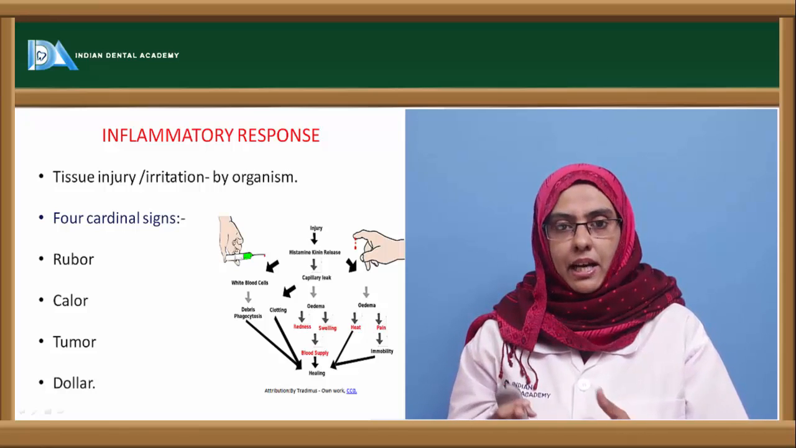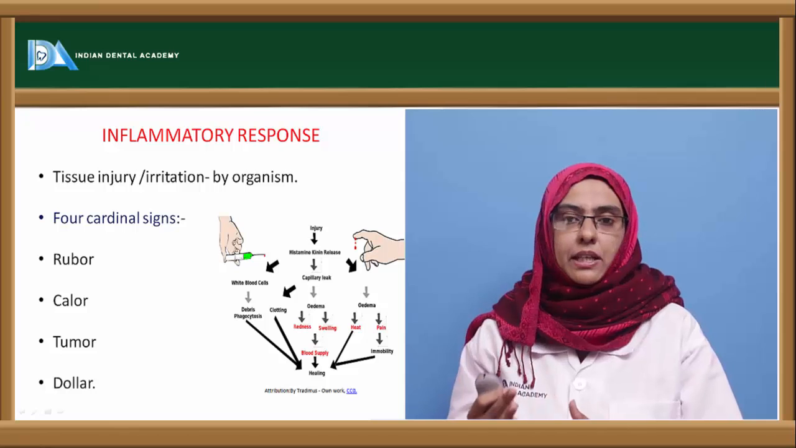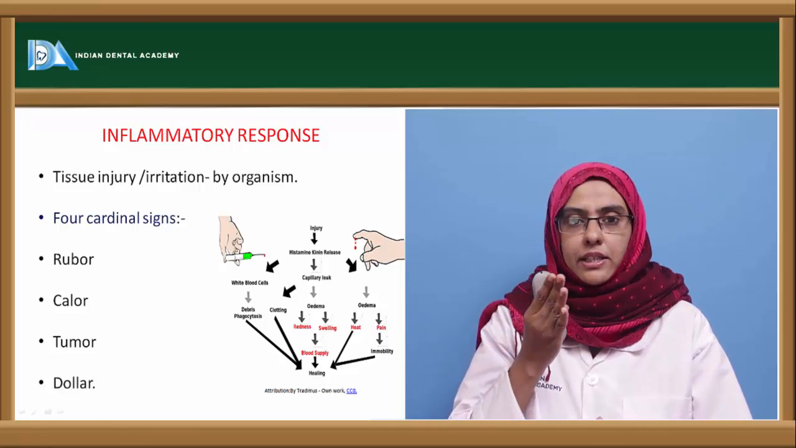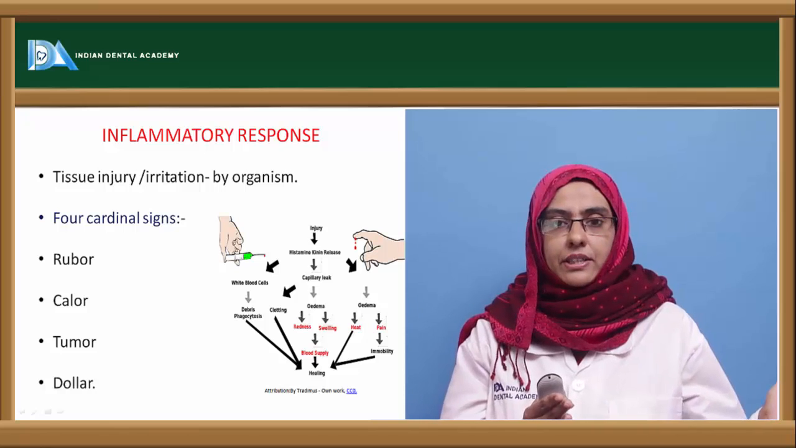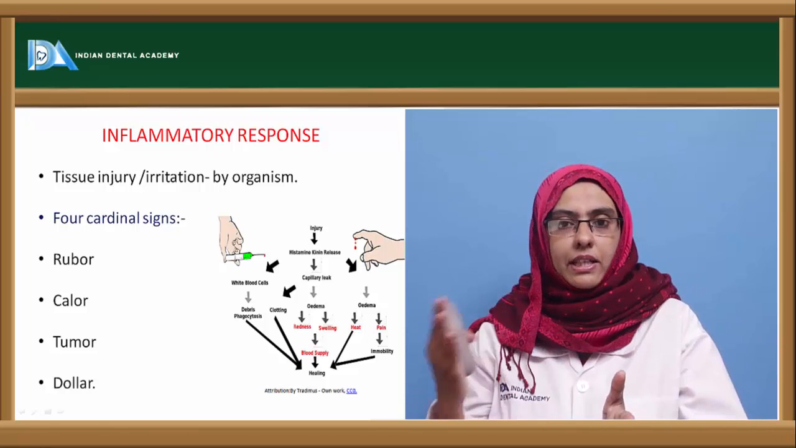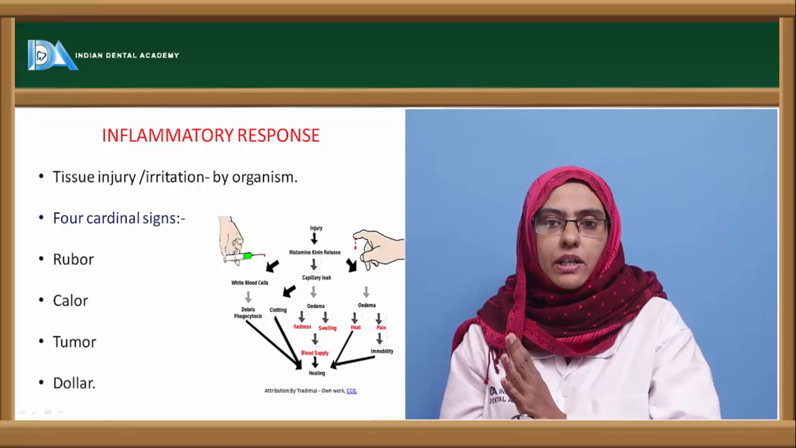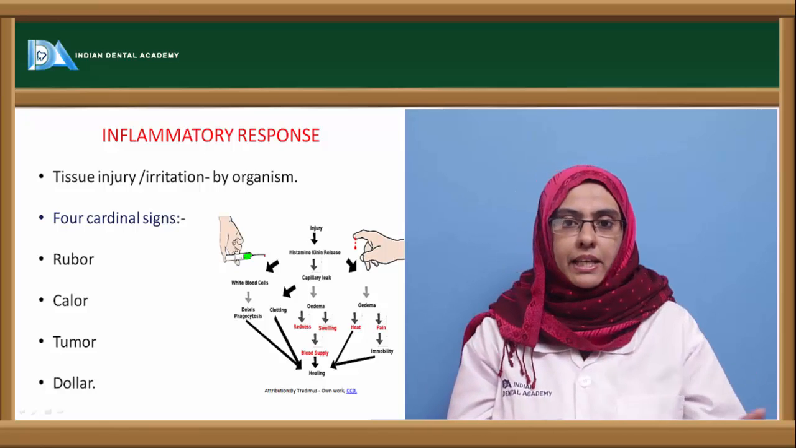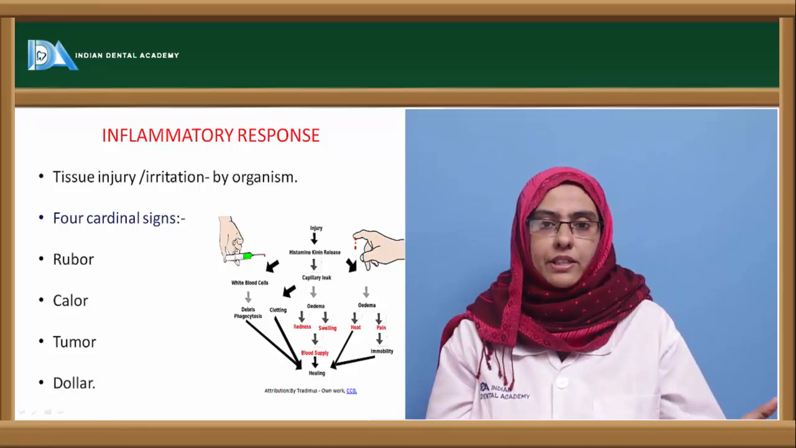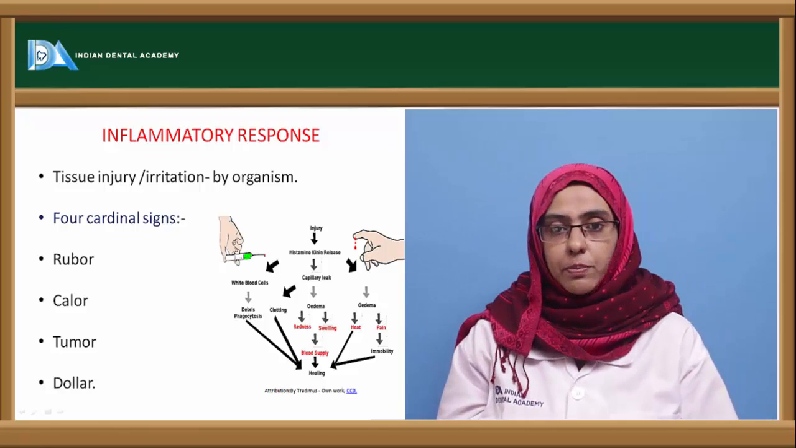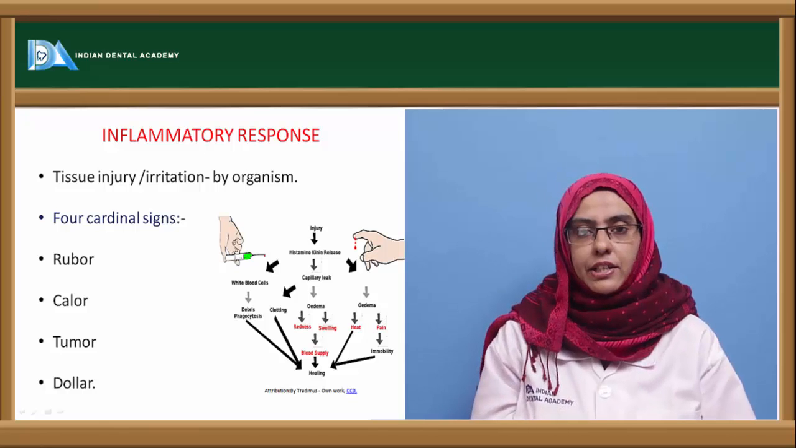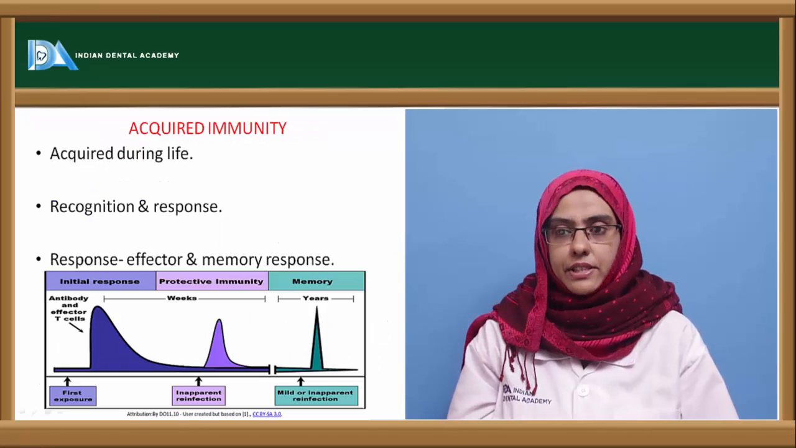Ultimately, when this inflammatory response takes place, a fibrin clot is formed, and this fibrin clot prevents the spread of the infection. It acts as a wall between the lesion and the healthy area. It will not allow the organism to gain entry and spread the infection. So all this takes place during an inflammatory response to prevent the organism from gaining entry into the human body and causing infection.